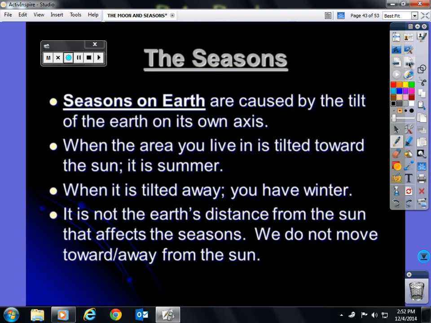Okay, what's important here is that the seasons are caused by the tilt of the Earth. It has nothing to do with the Earth suddenly moving closer to the sun or farther away. It doesn't do that. It's just that it's tilted. So when we're tilted toward the sun, we have summer. We're tilted away, we have winter. And the northern and southern hemispheres are always opposite. So we move into winter right now as they are moving into summer.